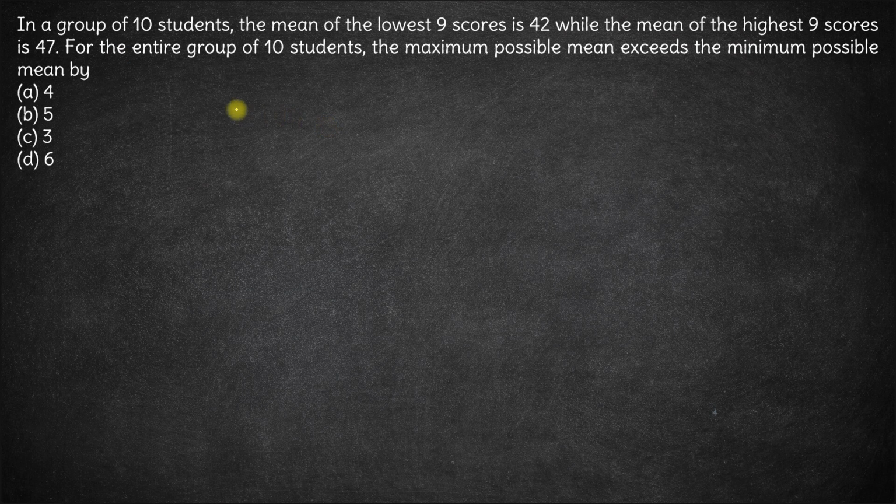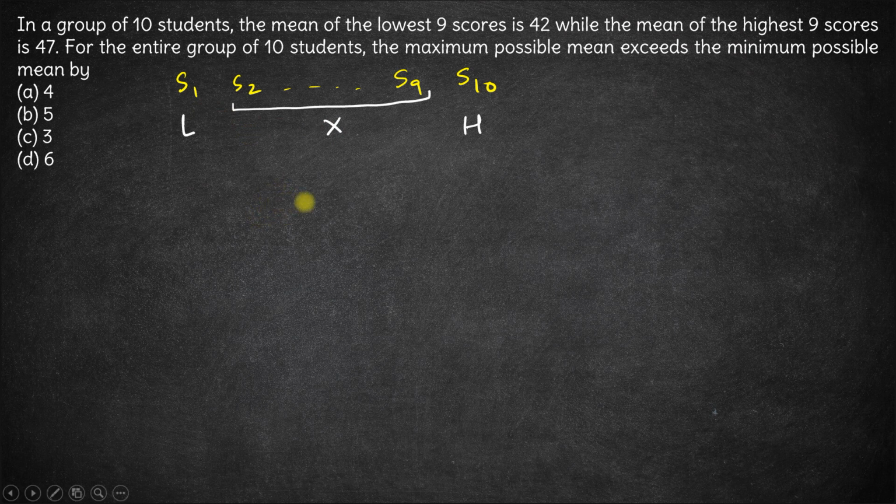Okay, so let's talk about the scores of individual students. There are S1, S2, S3, and so on till S9 and S10. Let's say the score of the lowest student is L, and the score of the highest student is H. And let's say the sum of all the scores excluding the highest and the lowest is X.